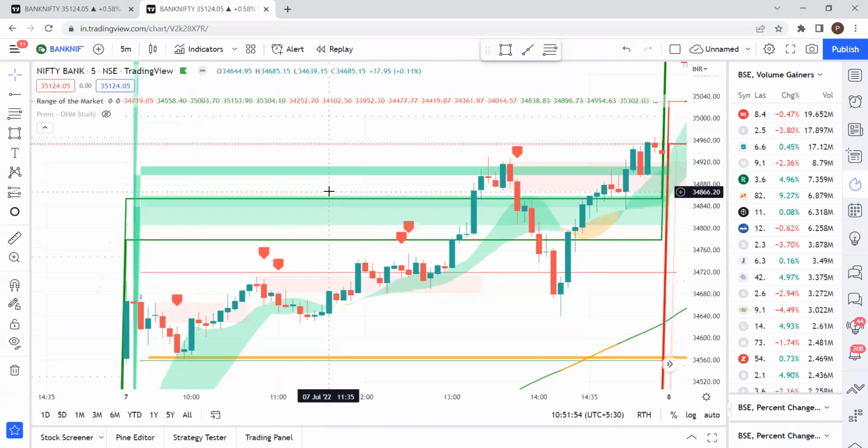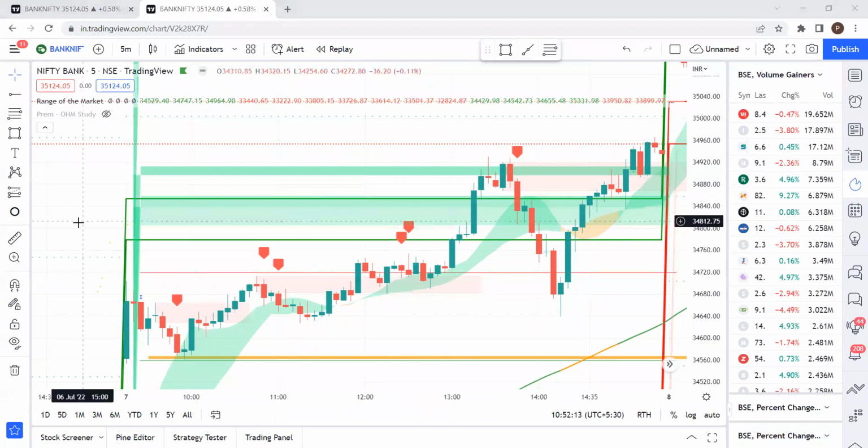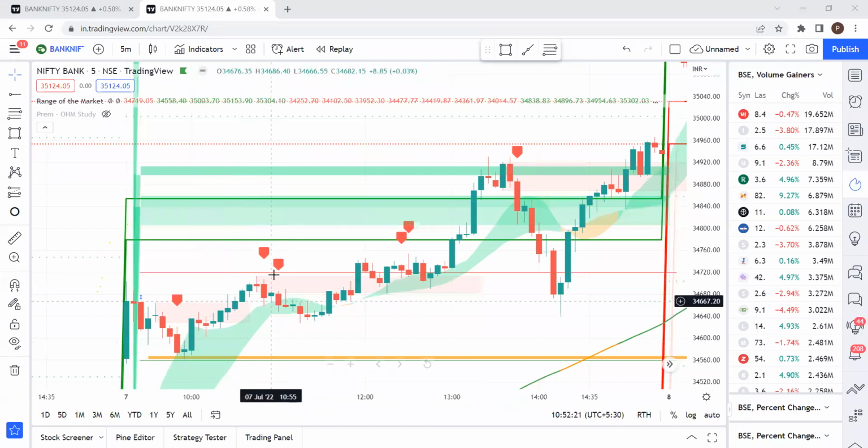So this is where the zone was created. One and two zones have been created. See that, it exactly hit this area and came down. Though it crosses the ranges of the market, it should be unidirectional. But in this case, what happened? The range of the market and the hidden resistance played the major role in making it go down. So please watch out for these lines, and these are very, very important things.